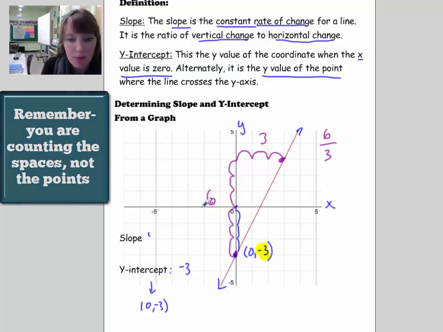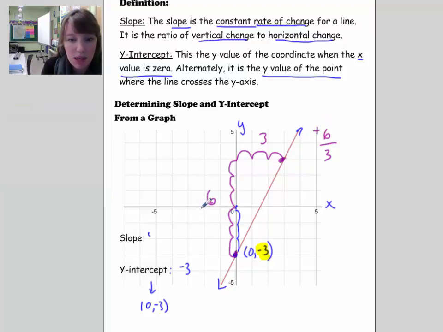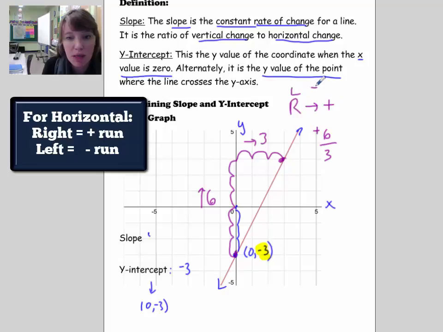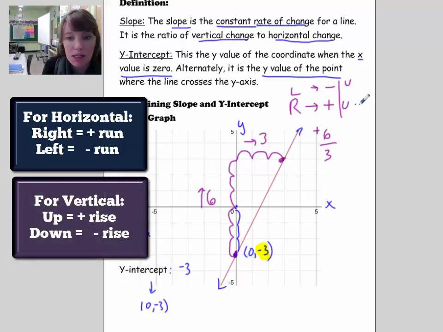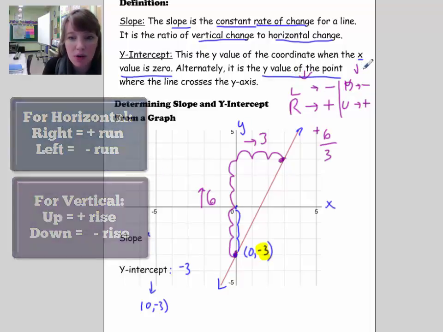Notice that I get a positive 6 here because I'm going upward 6, and I get a positive 3 here because I'm going to the right by 3, right? A right is a positive movement. Right is positive for the horizontal movement. Left would indicate a negative run. Up indicates a positive vertical movement, and down indicates a negative vertical movement. So this is the horizontal and this is the vertical.